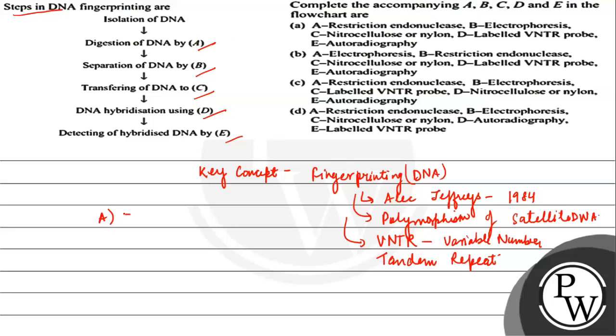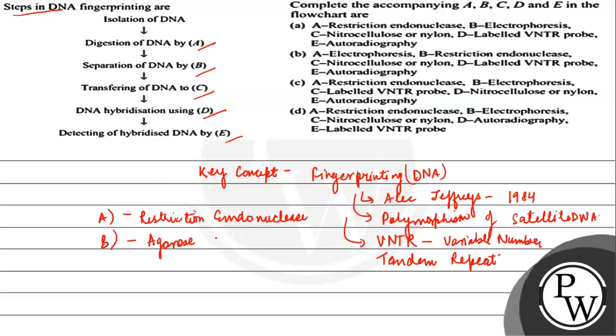So A will be restriction endonuclease. It works on palindromic sequences and is used to incise the DNA, cutting it into fragments. Then comes separation of DNA by electrophoresis, that means gel electrophoresis on agarose gel.